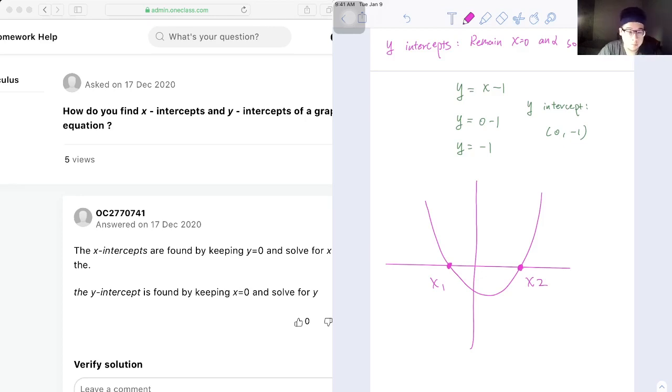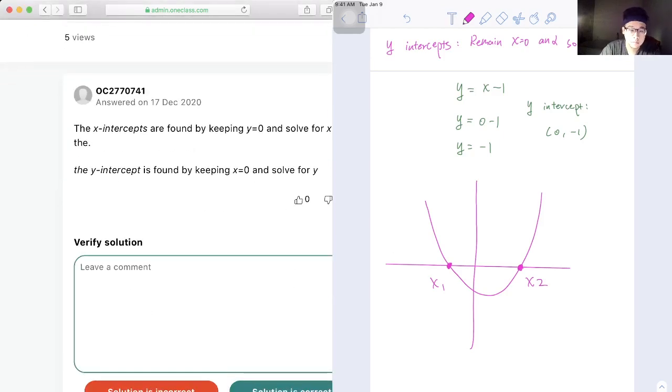So let's leave a comment. So solution is correct. Well done.